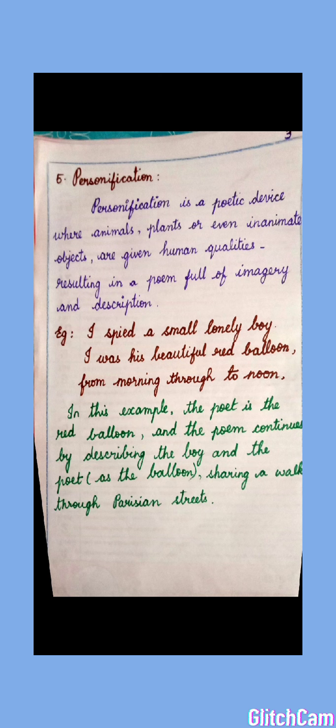"I spied a small lonely boy. I was his beautiful red balloon, from morning through to noon." The red balloon is given as the poet here. In this example, the poet is the red balloon. So the red balloon is the lifeless object. It is said that it is the poet, and the poem continues by describing the boy and the poet as the balloon. So the human quality is given to the balloon, which is a lifeless object, which is not alive, "sharing a walk through Persian streets." So this is called personification.